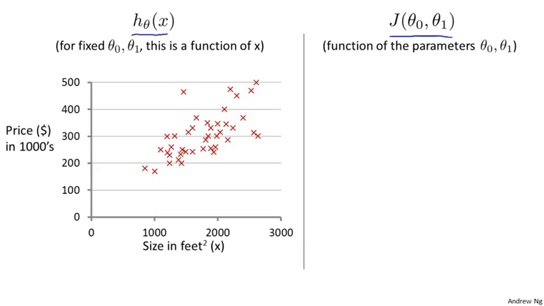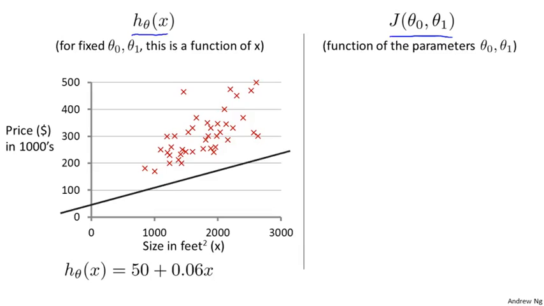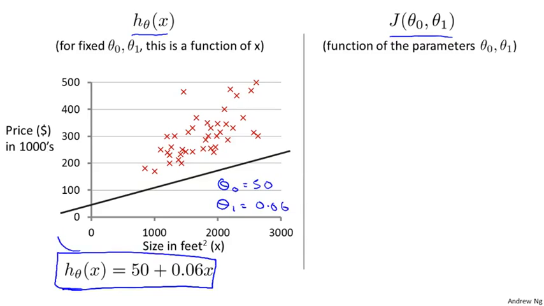So here's my training set of housing prices. And let's pick some hypothesis, like that one. This is not a particularly good hypothesis, but if I set theta 0 equals 50 and theta 1 equals 0.06, then I end up with this hypothesis down here, and that corresponds to that straight line. Now, given these values of theta 0 and theta 1, we want to plot the corresponding cost function on the right.